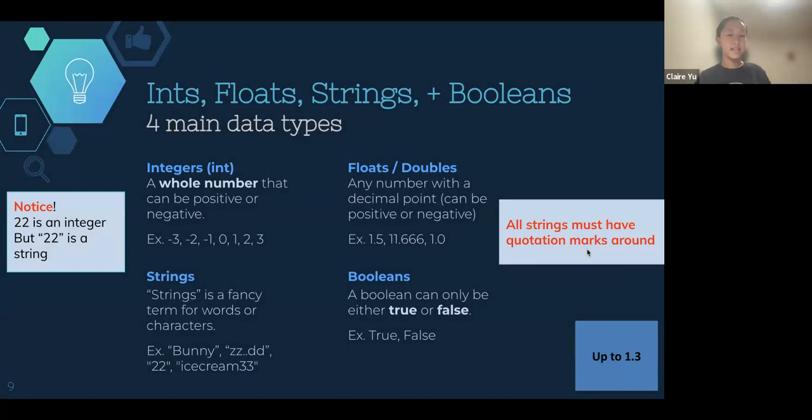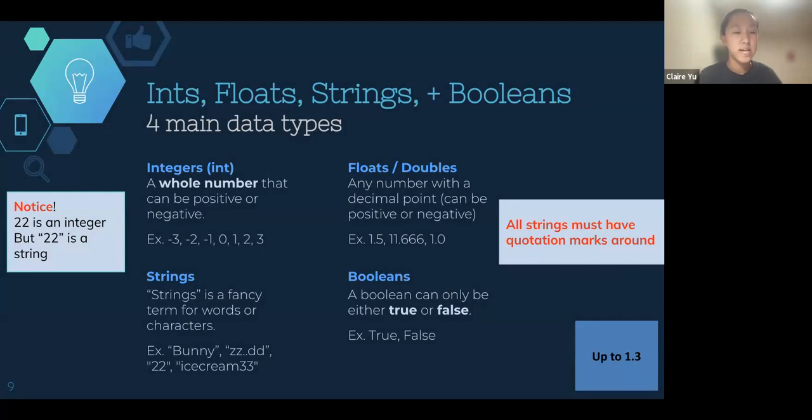So there are 4 main data types. There are a few more not so popular ones, but these are just the most basic. We have integers, which, as you may have heard in math, is just a whole number. An integer is a number without a decimal point. It can be 0, it can be negative, or it can be positive. So anything like -33 or 0 or 213, those are all integers.